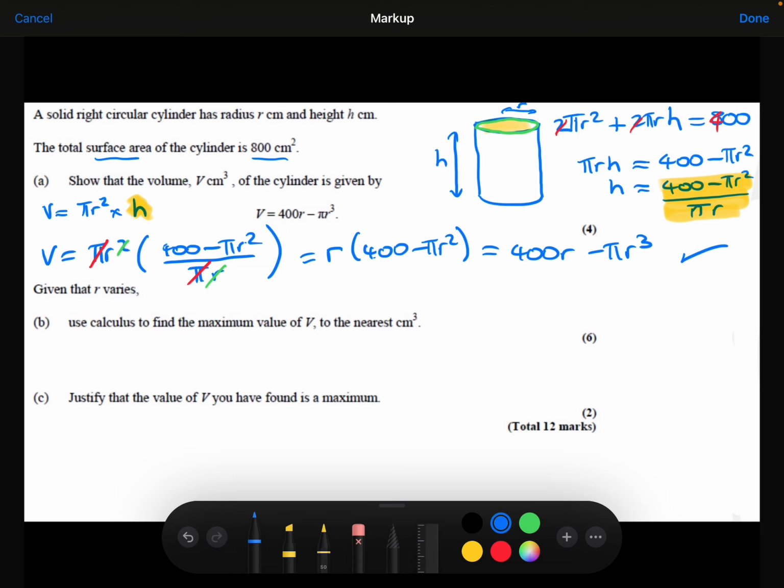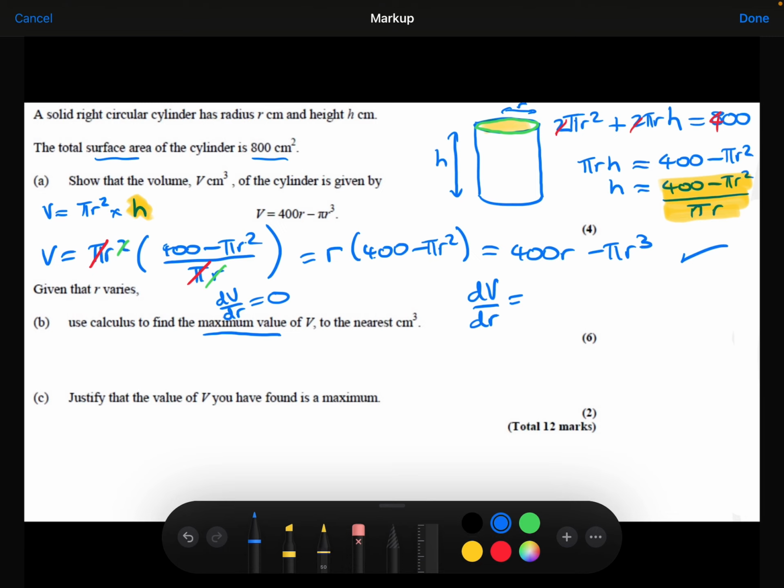We're told that r varies, the radius of this cylinder changes. And part B says to use calculus to find the maximum value of V to the nearest centimetres cubed. I know that a maximum value occurs when the derivative equals 0. So either for a maximum or a minimum, dV by dr is equal to 0. So I'm going to take my expression for the volume that I found in part A, and differentiate that with respect to r.